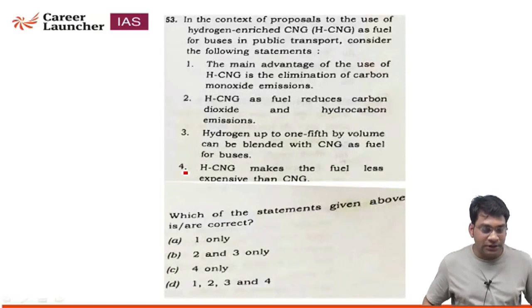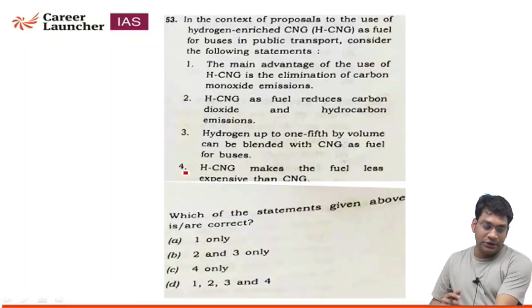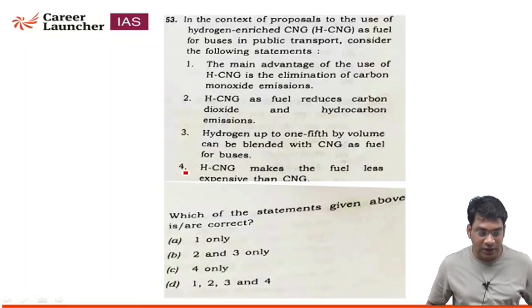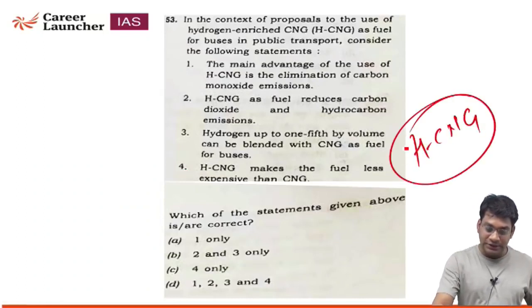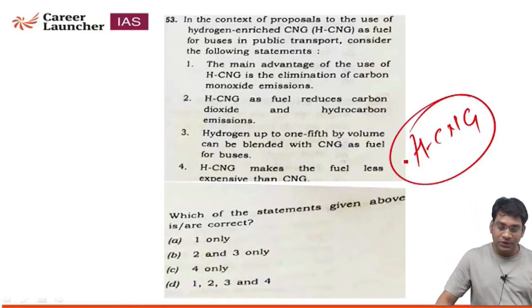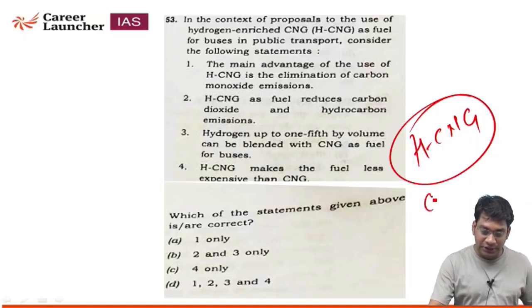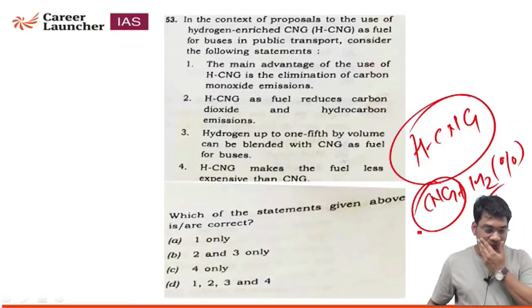Question number 53. In the context of the proposed use of hydrogen enriched CNG as fuel for buses in public transport, consider the following statements. The main advantage of the use of HCNG is the elimination of carbon monoxide emission. Hydrogen CNG was recently introduced by the Delhi government because of more pollution in Delhi. Hydrogen CNG is basically a composition of CNG plus hydrogen, meaning some percentage of hydrogen, more CNG.